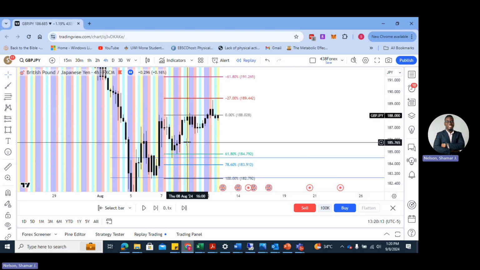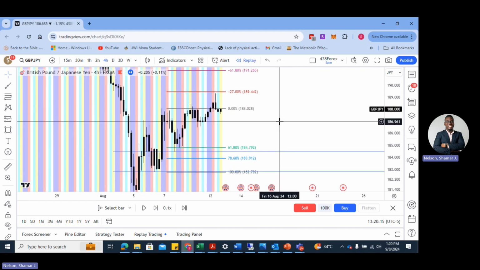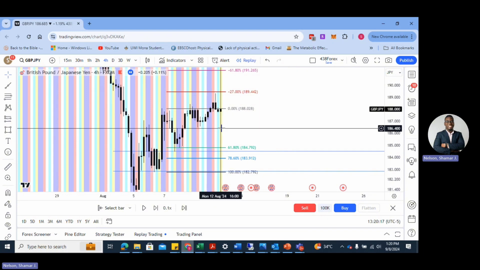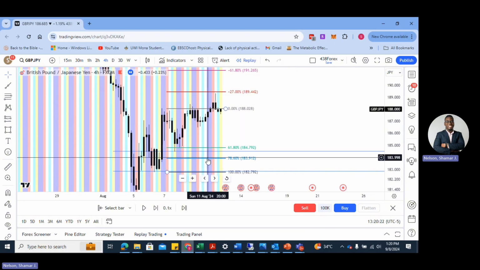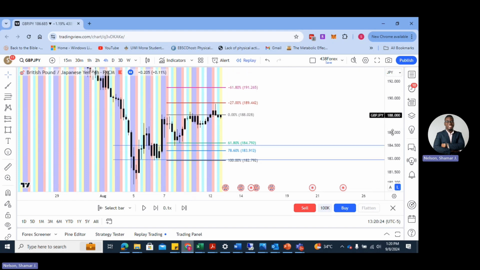You could consider this a retracement, but I don't really use these other levels because this would be a percentage of the retracement. I don't use these levels, right? I use this between the 61 and the 78. And that is how we use the Fibonacci tool.